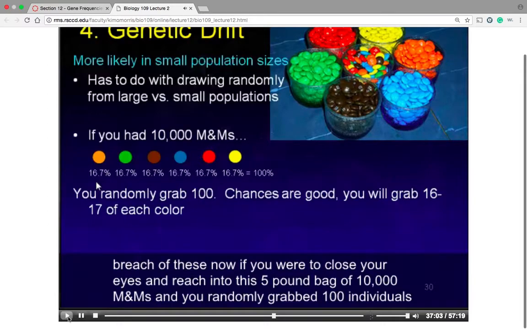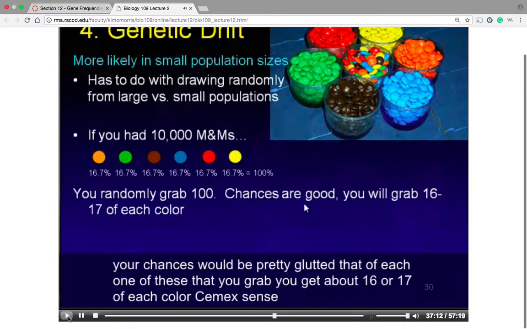Now, if you were to close your eyes and reach into this 5-pound bag of 10,000 M&Ms and you randomly grabbed 100 individuals, your chances would be pretty good that of each one of these that you grabbed, you'd get about 16 or 17 of each color. Does that make sense? Yeah.